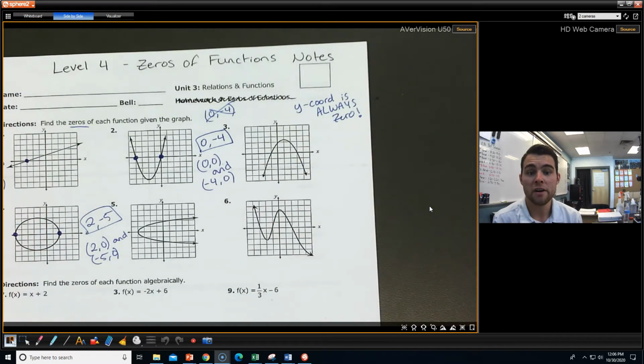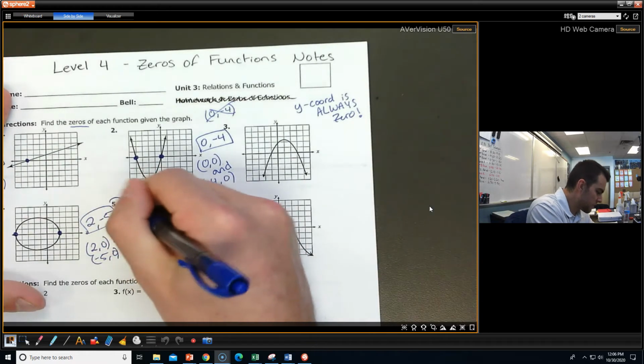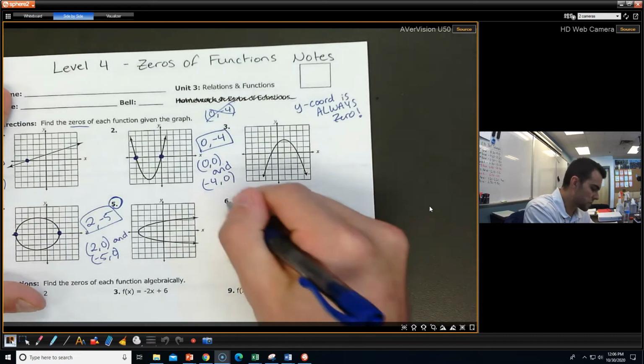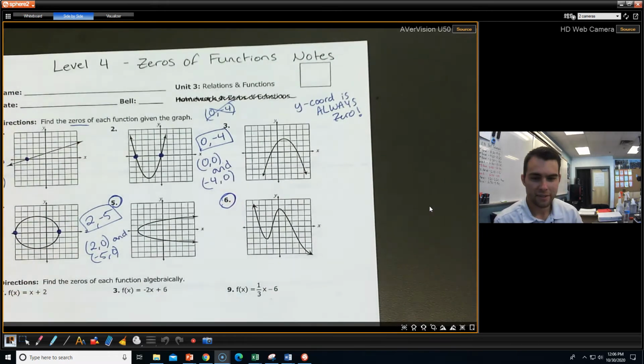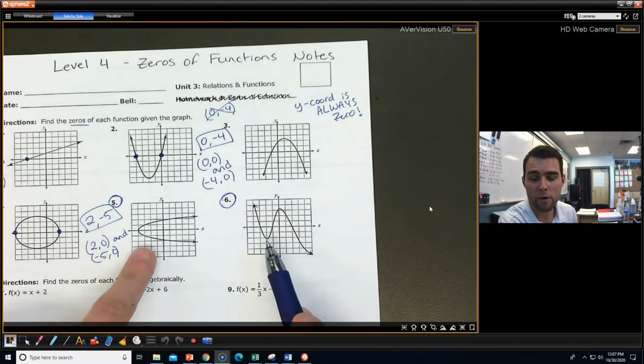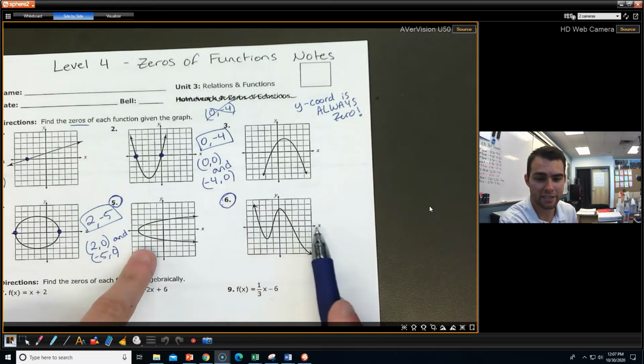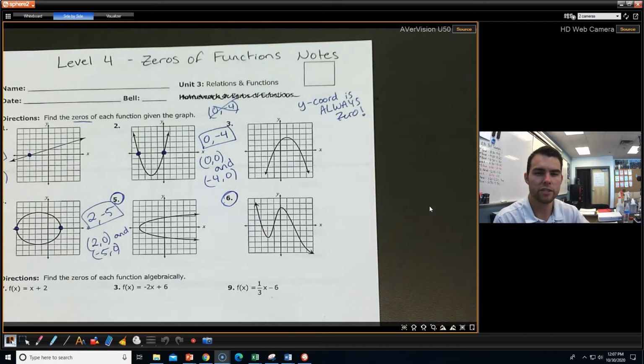So let's try some on our own. I want you guys to try number 5, and I want you to try number 6. Again, we're going to have multiple parts. These are different graphs. We're going to have multiple parts where they cross the x-axis. So determine what those zeros are. Go.